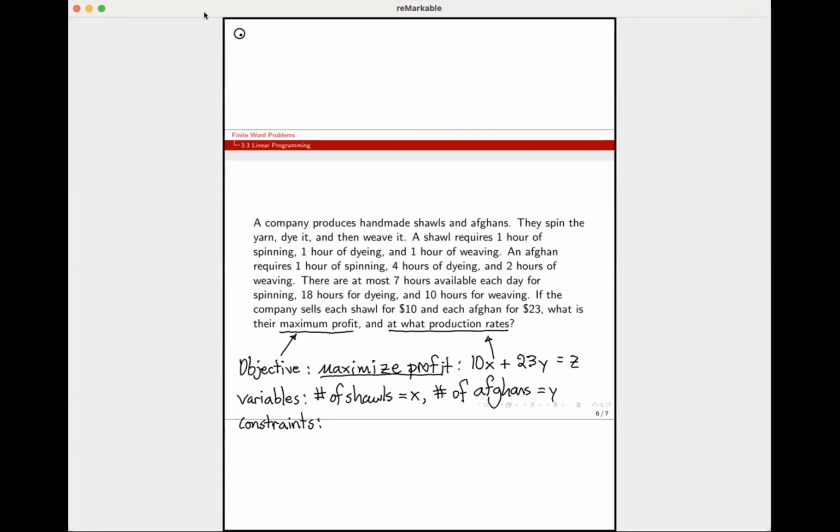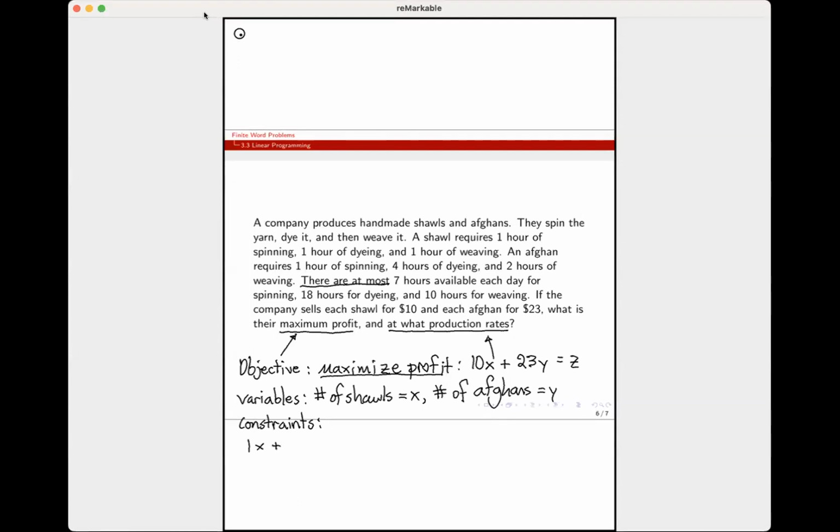Let's see. So the constraints, what you're looking for are statements like there are at most, or at least, or cannot be any more than. So phrases like that. So the first thing we know is there are at most 7 hours a day available for spinning. Okay, so that means since one shawl requires 1 hour of spinning, then we have 1 times the number of shawls.